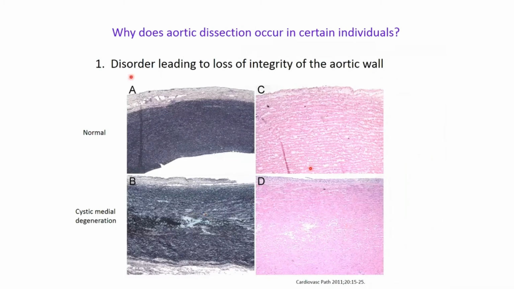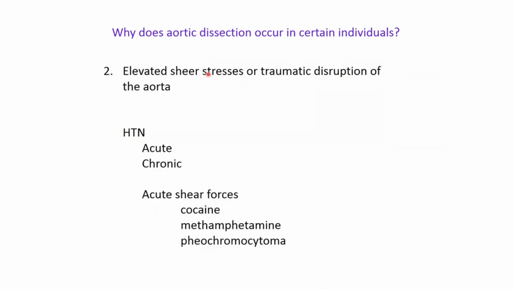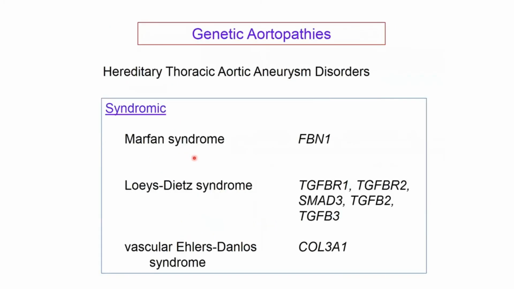So some conditions associate with abnormal aortic wall, whereas other conditions associate with abnormal shear stresses. And easy to recognize is severe hypertension, or conditions with acute severe hypertension like cocaine, amphetamine use, or rare tumors like pheochromocytoma. About 70 to 75% of individuals with aortic dissection have underlying hypertension.